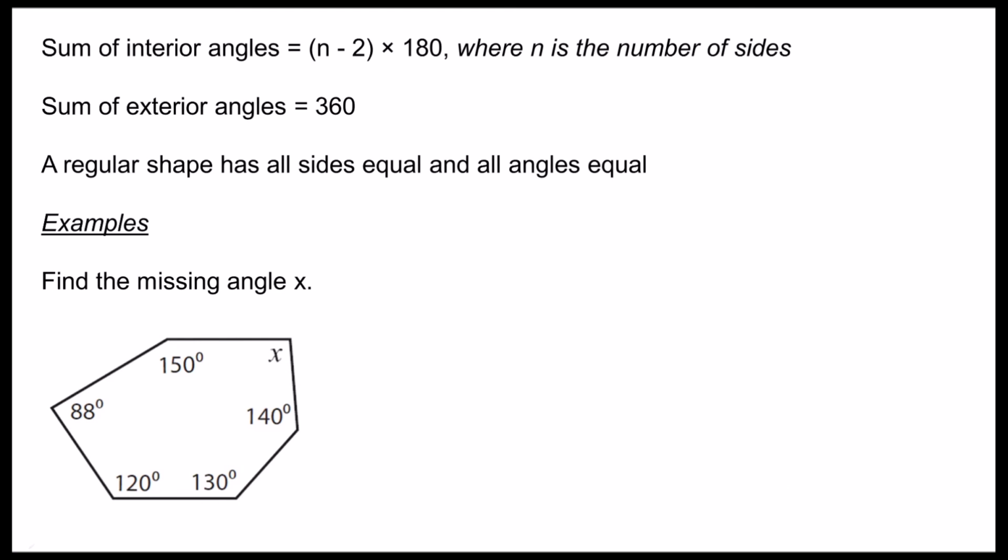Lastly, we can use these rules to find missing angles in irregular polygons. There's a few simple steps that you need to follow, and I'm going to go through them for you now. Firstly, you need to recognise what shape it is that you're given. So my particular shape here is a hexagon, and I know that a hexagon has 6 sides.